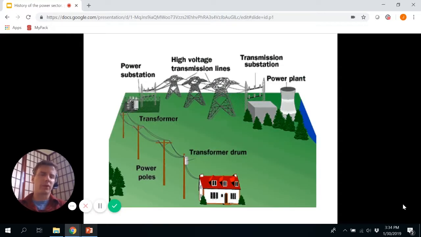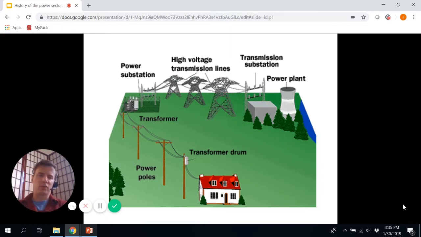So this is what that looks like. We have power plants that produce the electricity. Here the power plant is represented by an image that we all tend to associate with power plants, a big cooling tower. And the electricity that's produced is then ramped up to very, very high voltages at transmission substations, and then the electricity is sent or transferred over long distances via high voltage transmission lines until it gets to the general area where the electricity is to be consumed.